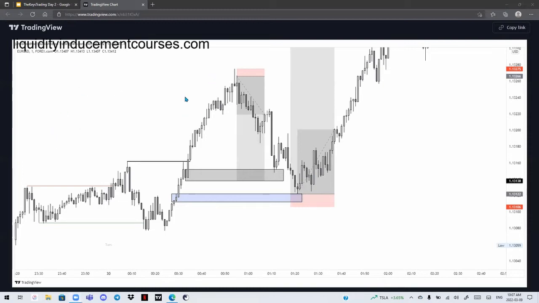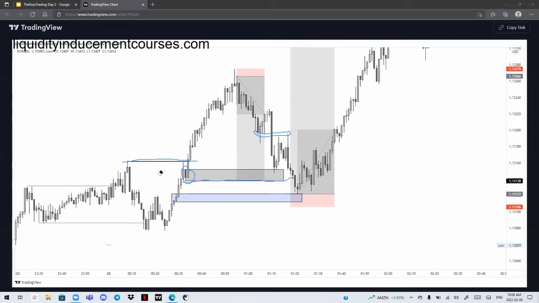So let me continue now. Right here you can see price made support and resistance once more, so that means this entry is not good. This right here is a smart money trap. A lot of traders would be looking here because this is where price broke structure. But we know that wherever price breaks structure, price has to induce that area.